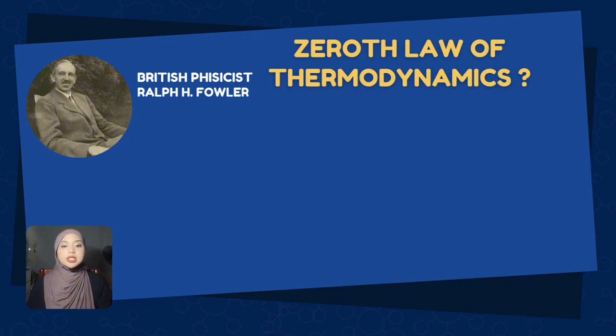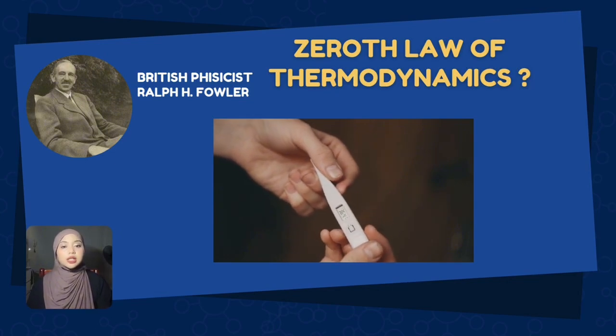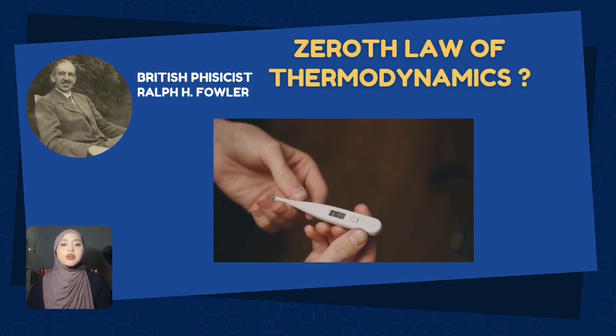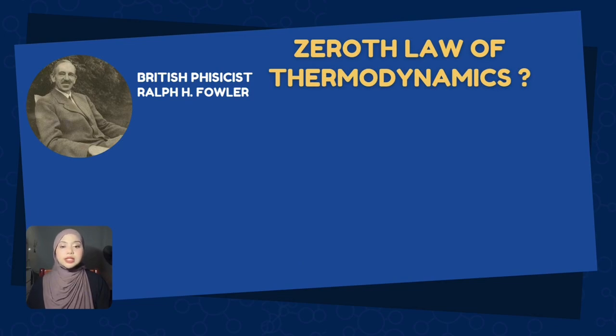The existing laws assumed you could measure temperature, but they didn't provide the logical basis for how a thermometer actually works. Because the first three laws were already widely accepted and numbered, Fowler suggested naming this foundation principle the zeroth law so it could precede the first law.